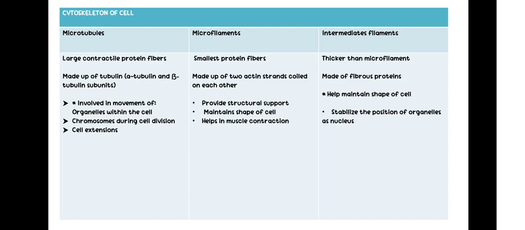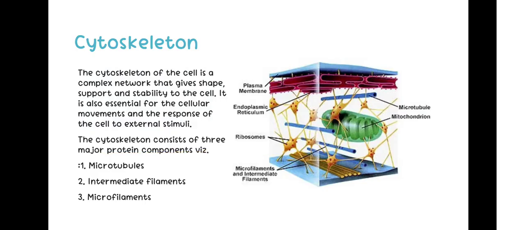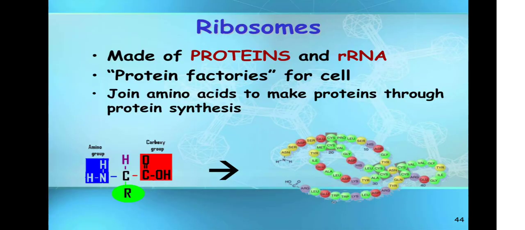The last one is intermediate filament, thicker than the microfilament. They are thicker than the microfilament and made up of fibrous protein. This is mainly made with fibrous protein and helps maintain the shape of the cell and stabilize the position of organelles such as the nucleus. Then next, ribosome. I think we have heard the name ribosome many times.